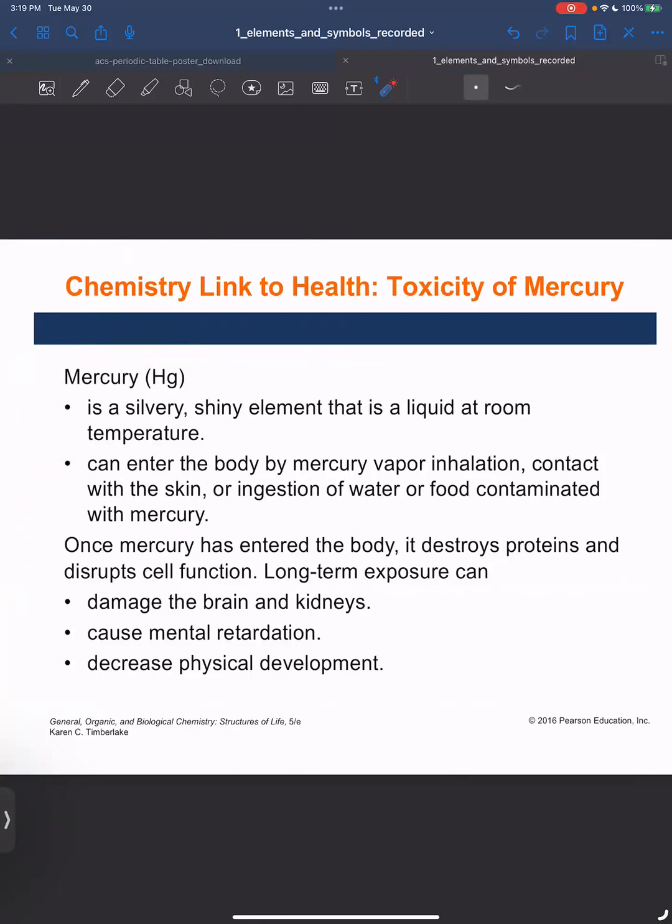Now, there are some elements and definitely compounds that are not necessarily healthy for us. One that you may be familiar with is the toxicity of mercury. Mercury is a metal, and it's actually the only liquid metal, and its symbol is Hg. It is silvery, shiny, and liquid at room temperature. Usually metals are solids at room temperature. It can enter the body by mercury vapor inhalation, contact with the skin, or ingestion of water or food that's contaminated with mercury. Once mercury has entered the body, it destroys proteins and can disrupt cell function. Long-term exposure can damage the brain and kidneys and cause different developmental issues over time.